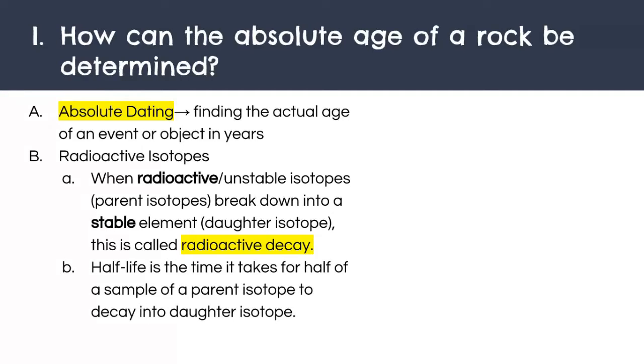The measure of time it takes for this to happen is what we call a half-life. So the half-life of a sample is the amount of time it takes for half of that sample to go from parent to daughter isotope. So half-life is the time it takes for half of a sample of a parent isotope to decay into a daughter isotope. For different elements, there's different half-lives.